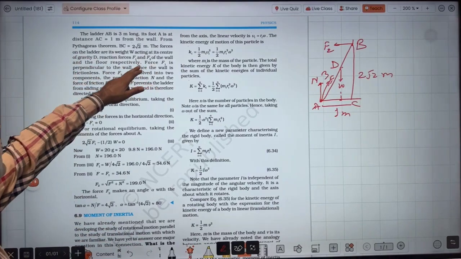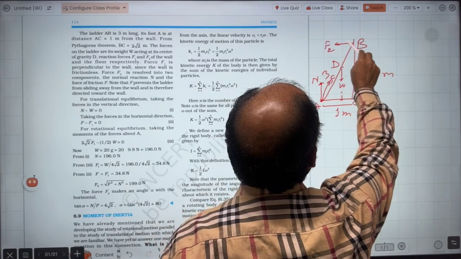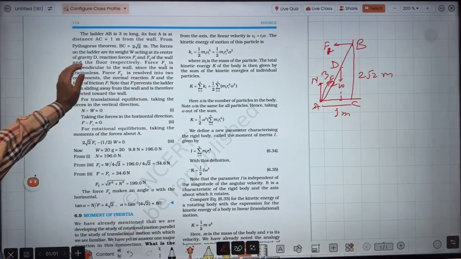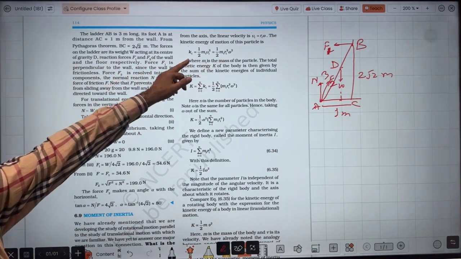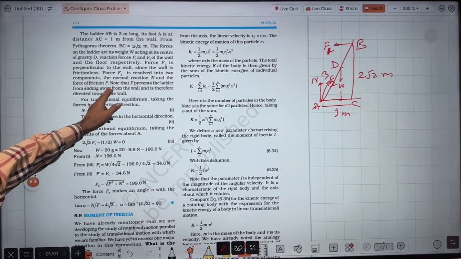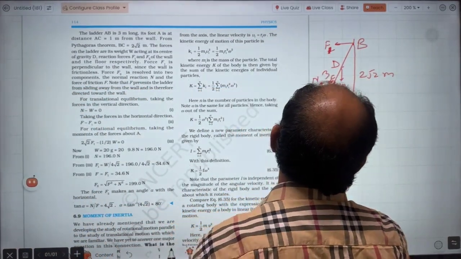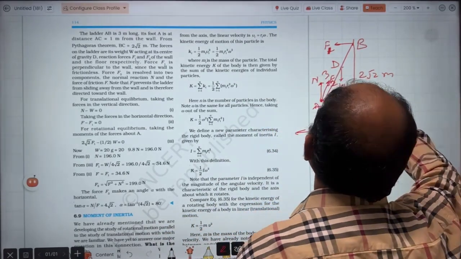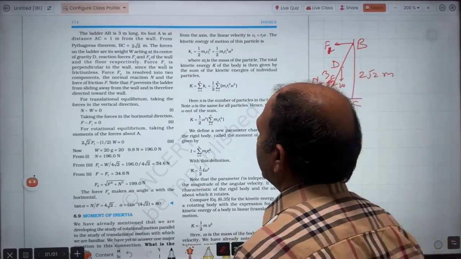Now, the reaction forces F1 and F2 of the wall and the floor. So here this is reaction force of wall, this is F1, this is F2. Reaction forces F1 F2 of the wall and floor respectively. Force F1 is perpendicular to the wall, that is shown there, and F2 is resolved into two components, the normal reaction N and the force of friction. So here there must be friction, otherwise this ladder will slip. So this F2 is resolved into friction. So there will be two components. One will be friction, which will oppose the motion. Another will be perpendicular, which will balance the weight.